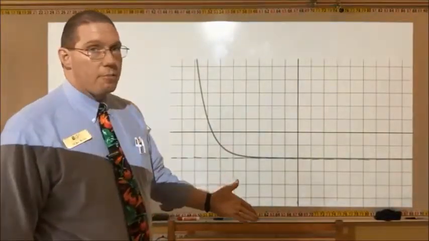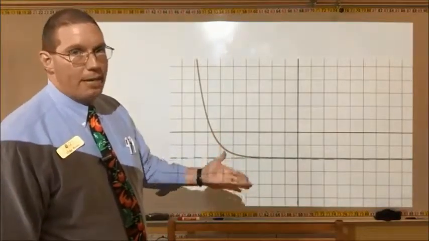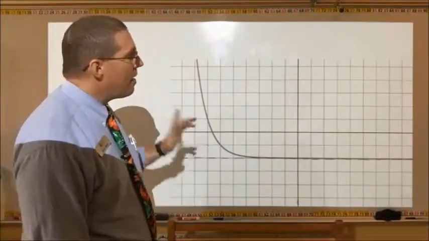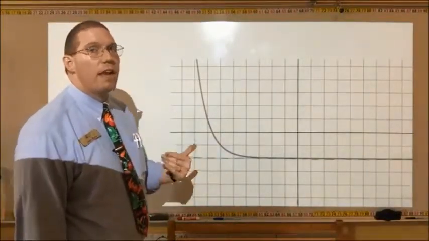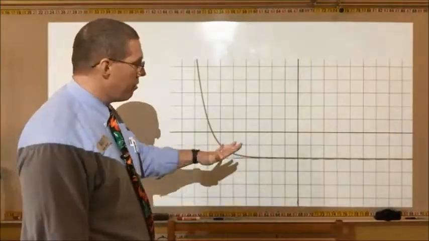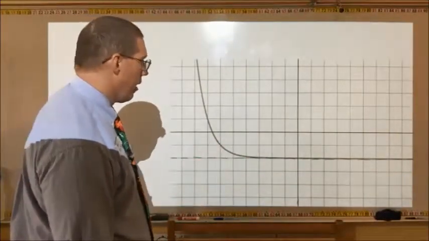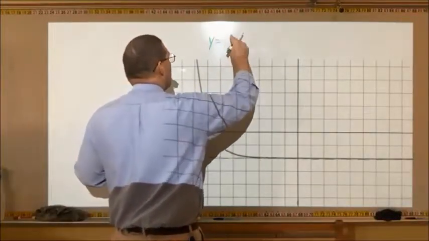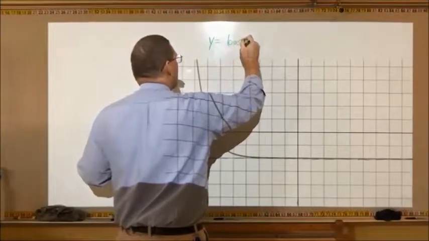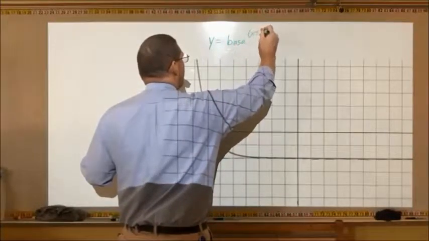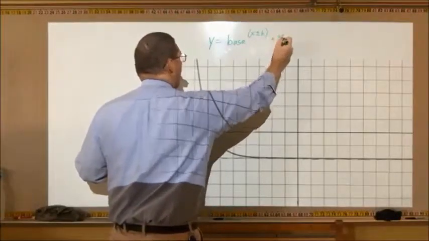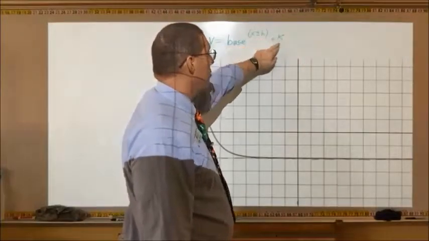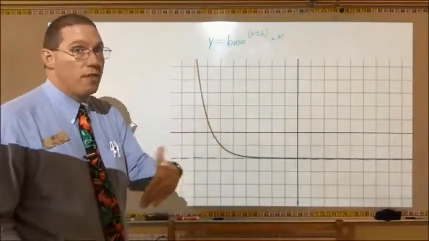Since it's a horizontal asymptote, it must be an exponential function, because only exponential functions have horizontal asymptotes. If it had a vertical asymptote, then it would be a logarithmic function. But this is a horizontal asymptote, so it's an exponential function. So we know that it's going to be y equals base to the x plus or minus something power plus k. But we don't know what the base is. We don't know what the horizontal shift is, and we don't know what the vertical shift is. We have to find those things out.